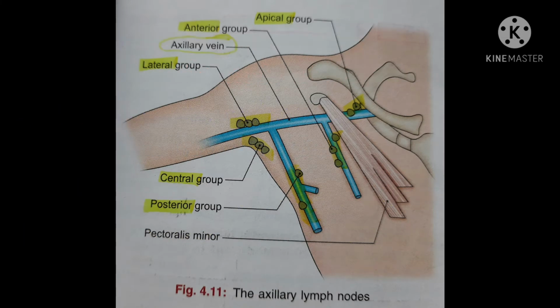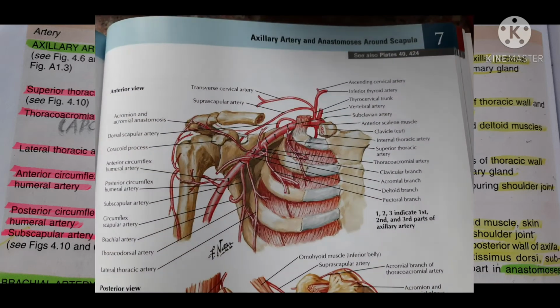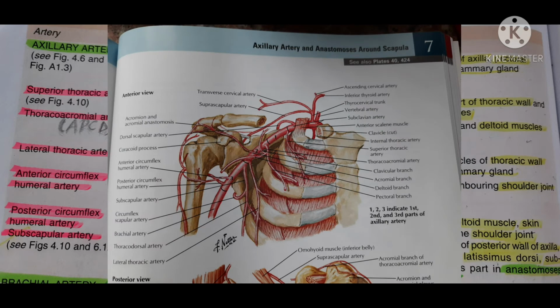Superior thoracic artery, from the first part of the axillary artery, supplies the upper part of the thoracic wall and the pectoral muscle. Now, thoracoacromial artery, from the second part of the axillary artery, pierces the clavipectoral fascia and divides into deltoid, acromial, clavicular and pectoral branches. Supplies pectoral and deltoid muscles.